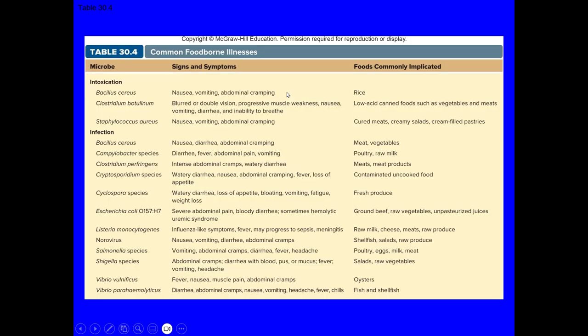Now, this is a chart just to give you an idea of the different types of organisms and infections that do occur. You want to be noticing the foods that are commonly implicated in these situations. And by the way, some of these are not bacteria. For example, norovirus is a virus.